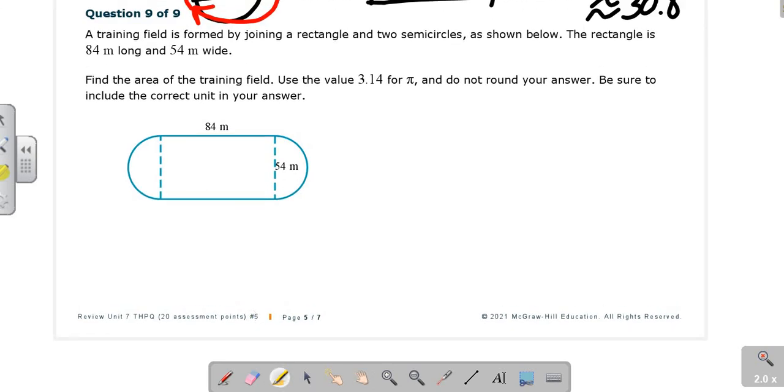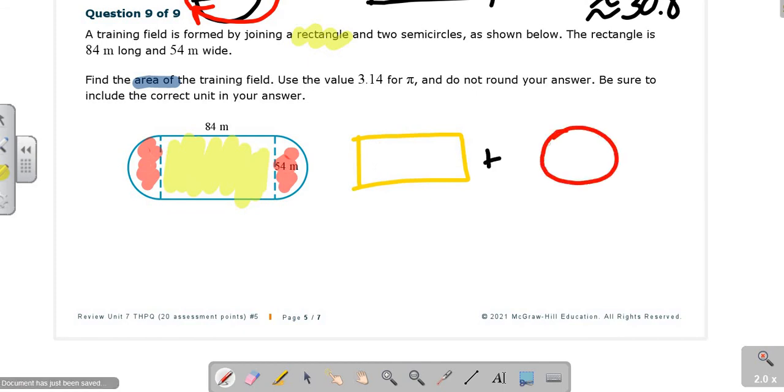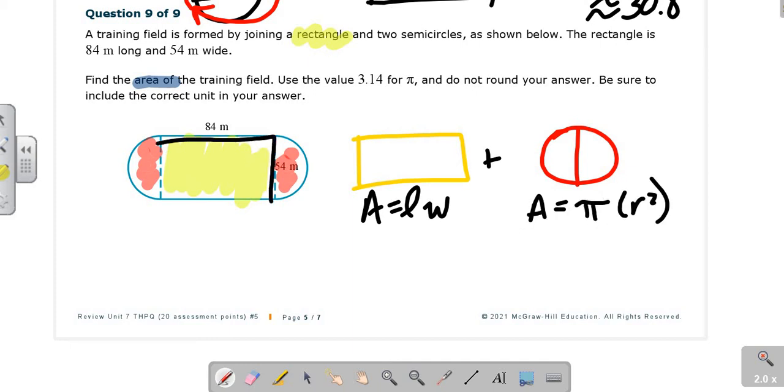Here we have a field, and it's made of a rectangle and two semicircles. We are to find the area. Well, the area here is very easy. It's simply rectangle plus, if we put the two semicircles together, we get a whole circle. This is area equals length times width. Area equals pi r squared. Length times width is going to be 84 and 54. Our radius here is half of 54.